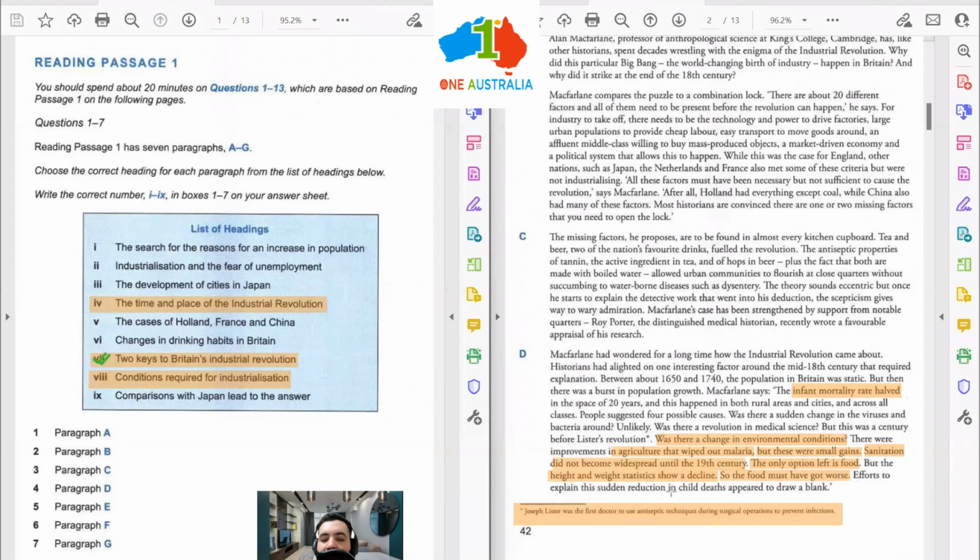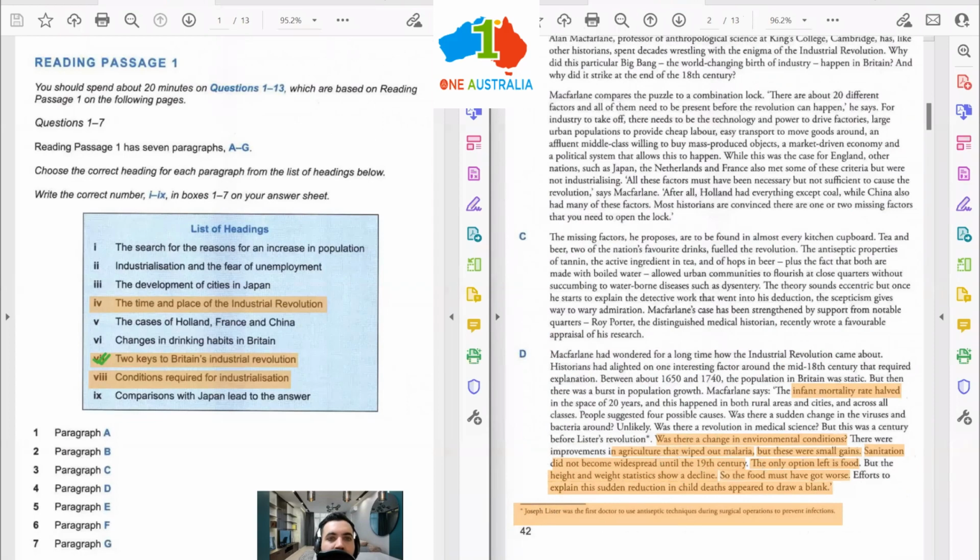Efforts to explain this sudden reduction in child deaths appear to draw a blank. So they're saying what happened was that they were not able to find any possible explanation for this reduction in infant mortality rate. Though they tried to find it, they looked at different factors, different reasons, but they did not arrive at any specific conclusion, right?